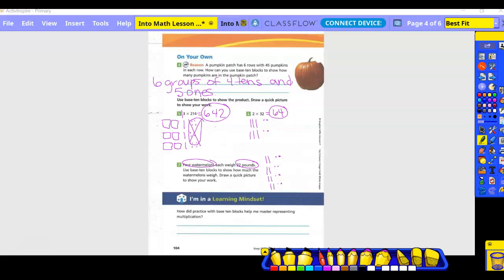Okay. Can I group any of those together? Do I have any groups of 10 that I need to regroup? No. So how many longs do I have? I have 8, right? Because there's 2, 4, 6, 8, right? How many small cubes do I have? 8. Because there's 2, 4, 6, 8. So it'd be 88 pounds for all of them.